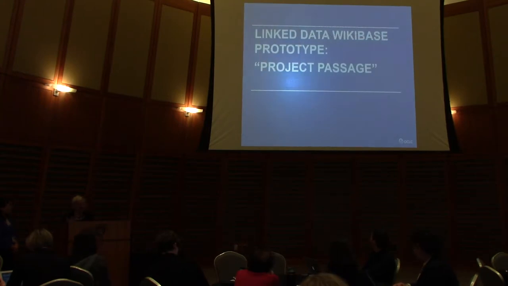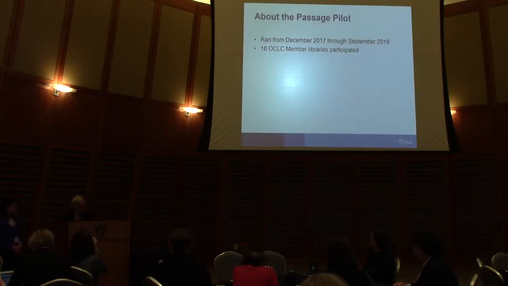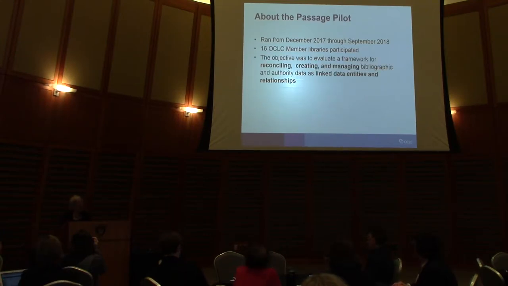So first I'll do a very short summary of Project Passage, the OCLC research linked data Wikibase prototype. It ran from December 2017 through September 2018. We had 16 OCLC member libraries participate. The objective was to create a framework for reconciling, creating, and managing bibliographic and authority data as linked data entities and relationships. Again, it was on creating, not just converting legacy data into linked data.